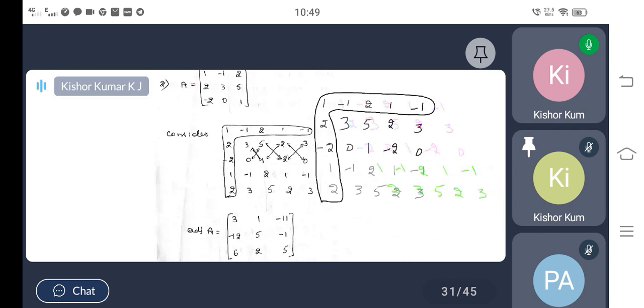They never ask only for adjoint. Definitely they will ask to find the A inverse. A inverse you have already found. Any doubts in this problem?